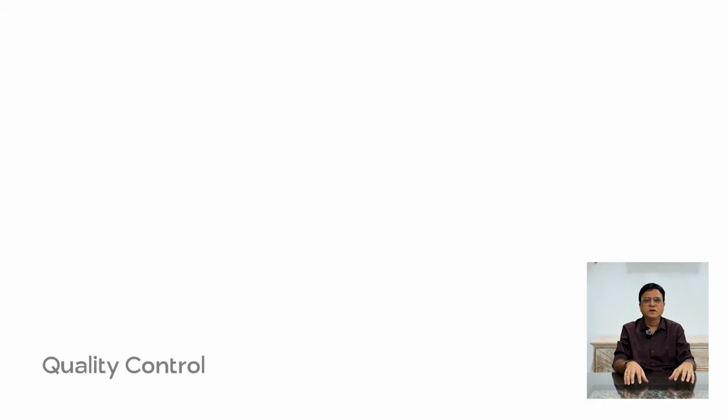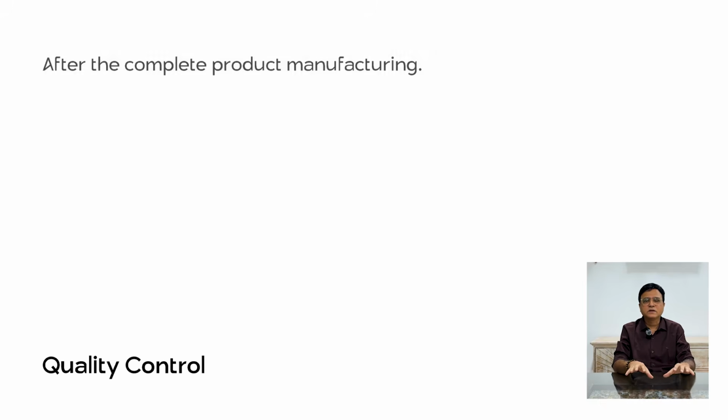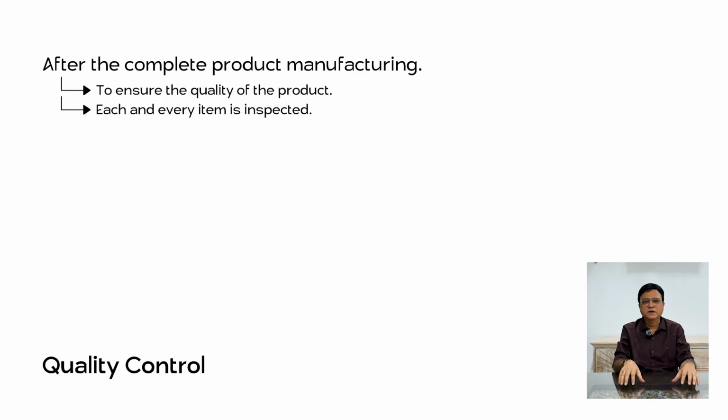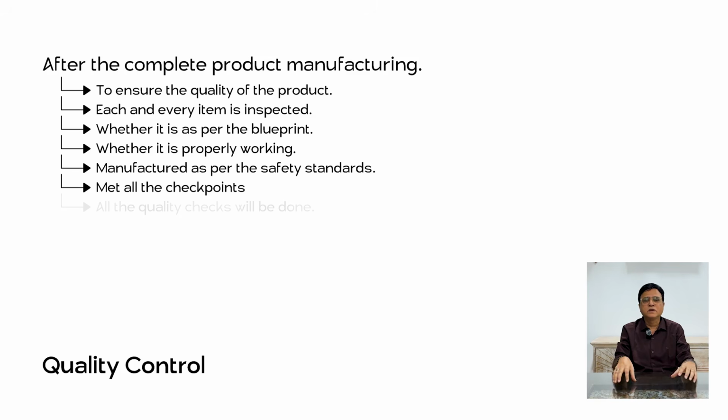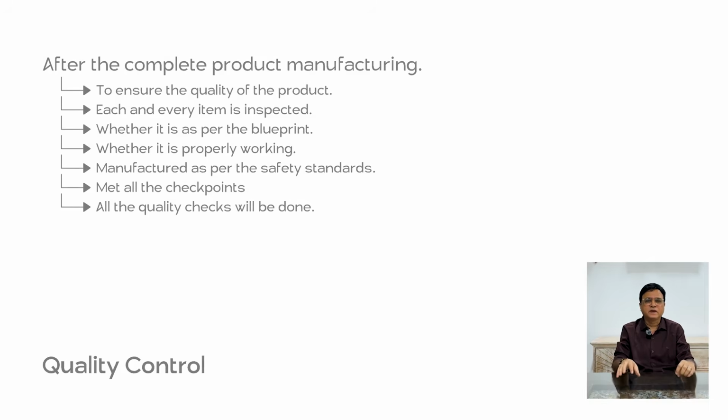Step 5 is quality control. After the product has completed manufacturing, we have to ensure the quality of the product. That is, each and every item is inspected whether it is as per the blueprint, it is working fine, and everything has met the safety standards. So all the quality checks will be done. This is step number 5.